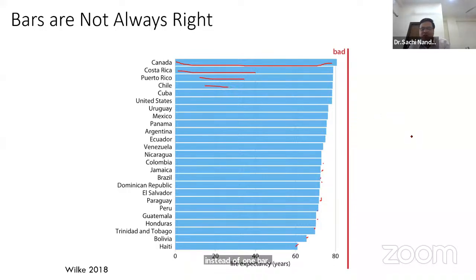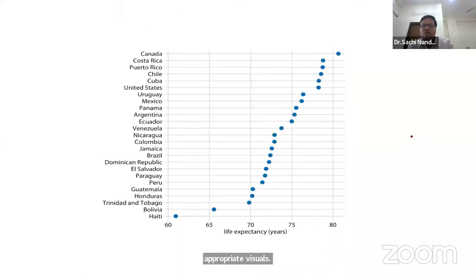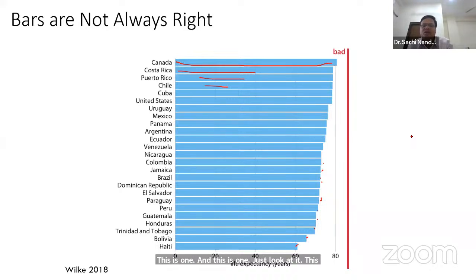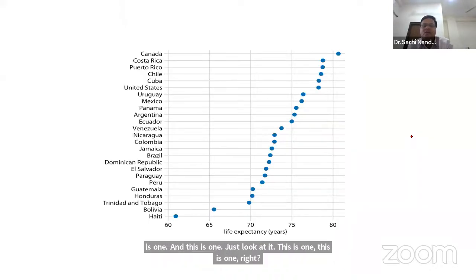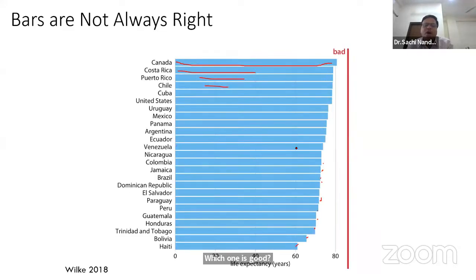Just look at this picture and look at the coming picture. You can easily recognize which one is the more appropriate visualization tool. This is one and this is one. Just look at here. This is one, this is one, right? Which one is good? Are you getting it or not? So here, no need to write all the labels.